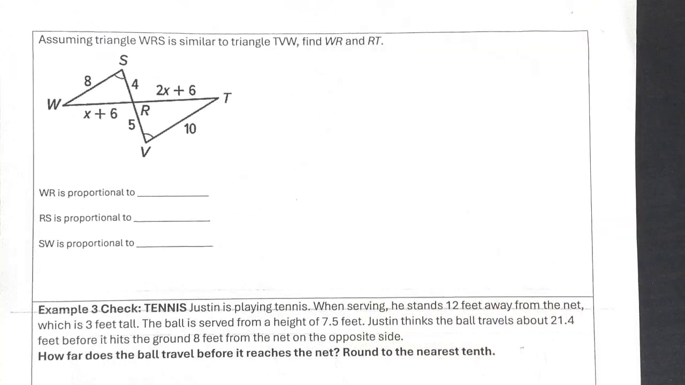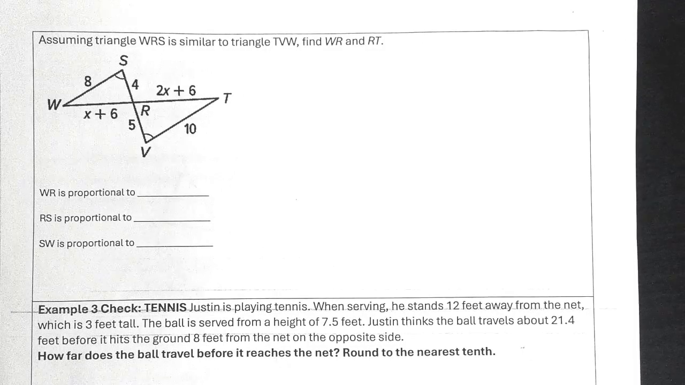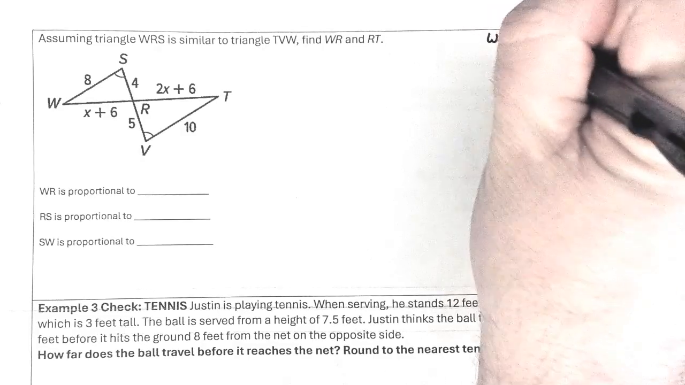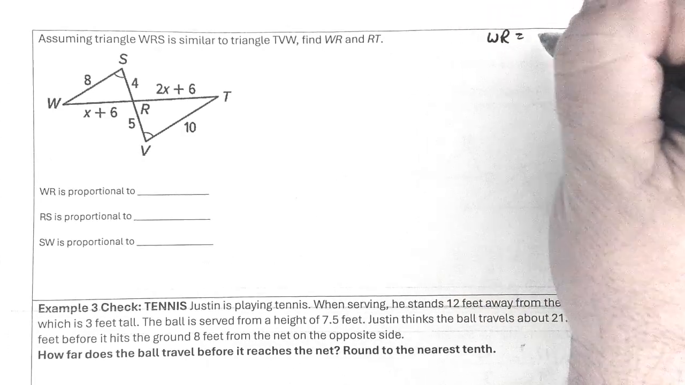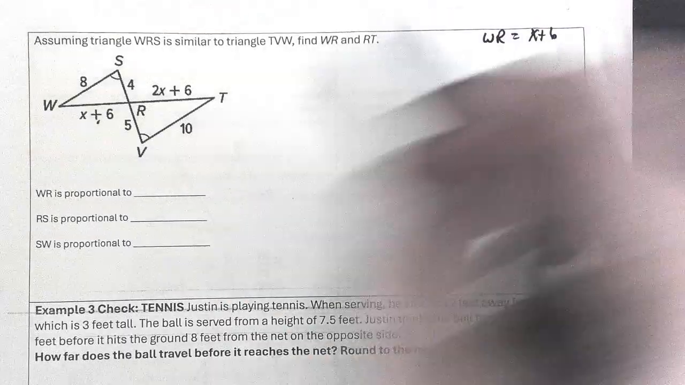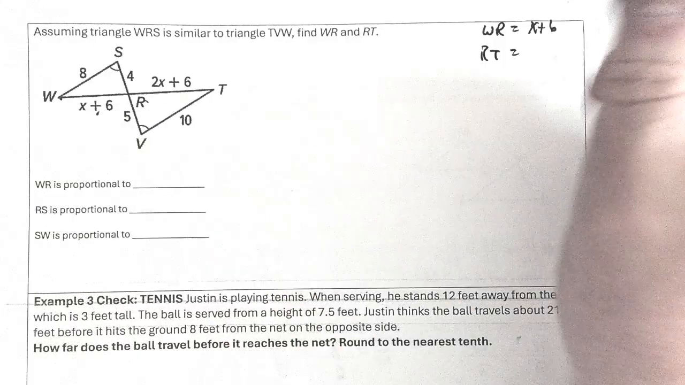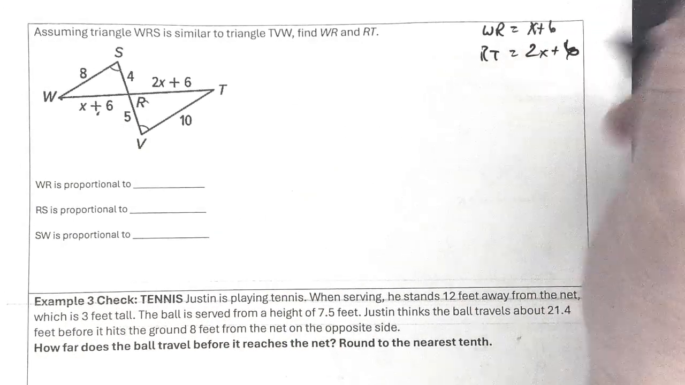Let's see, flipping over. All right, let's do this quickly. Top of the page. Assuming triangle WRS is similar to triangle TVW, find WR and RT. Let's just put this over here. WR is X plus 6, so it's right here. And RT is 2X plus 6. So when we find X, we'll have it here.